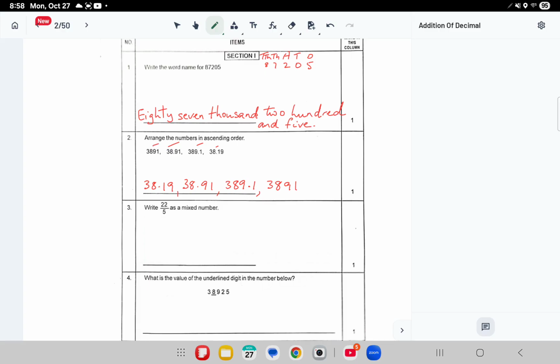Number 3, write 22 over 5 as a mixed number. A mixed number consists of a whole number and a proper fraction. To change an improper fraction to a mixed number, we divide the numerator by the denominator. 5 will go into 22 4 times. 4 multiplied by 5 is 20. 22 take away 20 is 2. The quotient will be the whole number, and the remainder over the divisor will form our fraction.